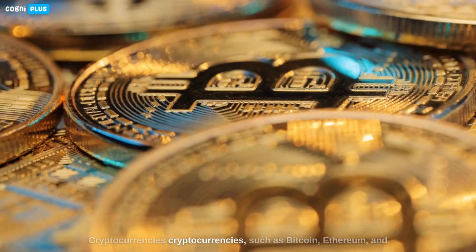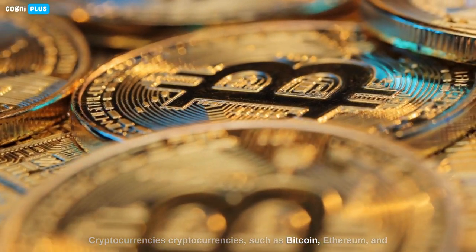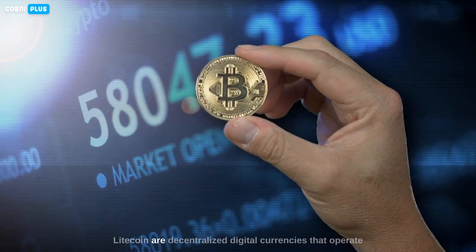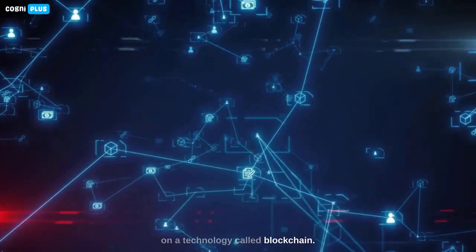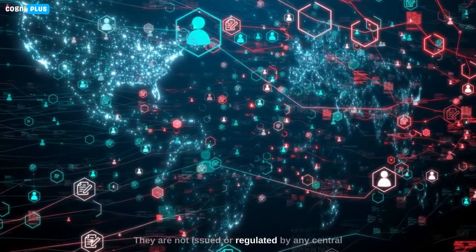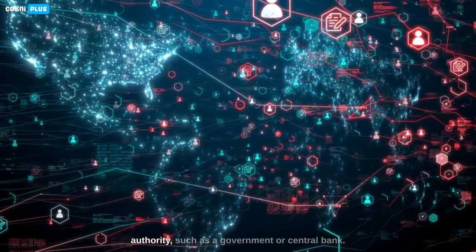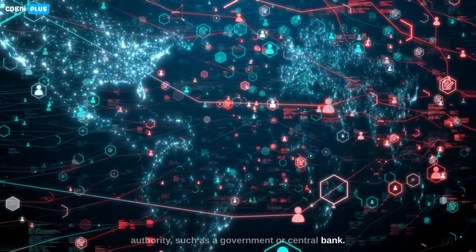Cryptocurrencies. Cryptocurrencies, such as Bitcoin, Ethereum, and Litecoin, are decentralized digital currencies that operate on a technology called blockchain. They are not issued or regulated by any central authority, such as a government or central bank.